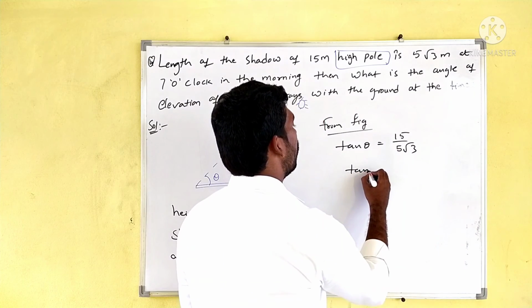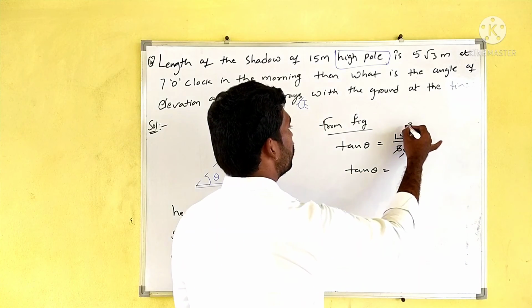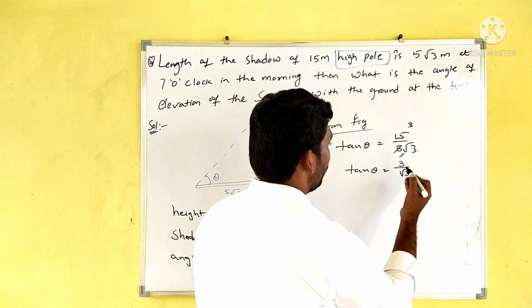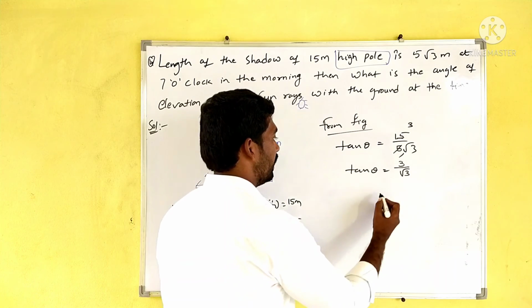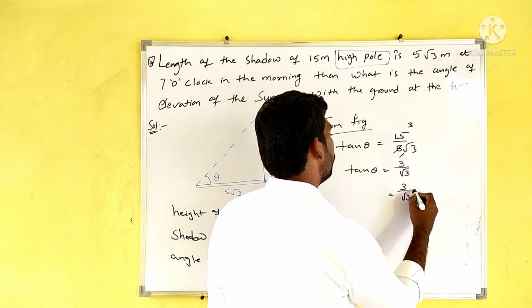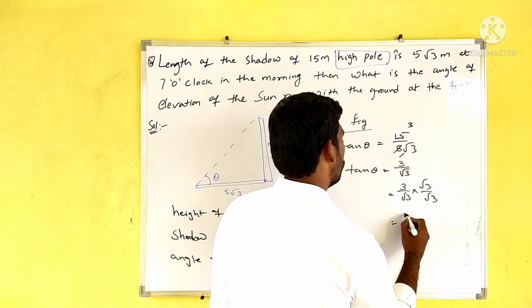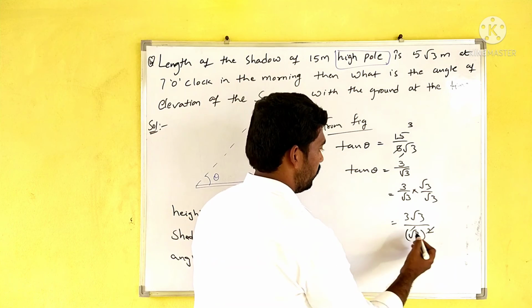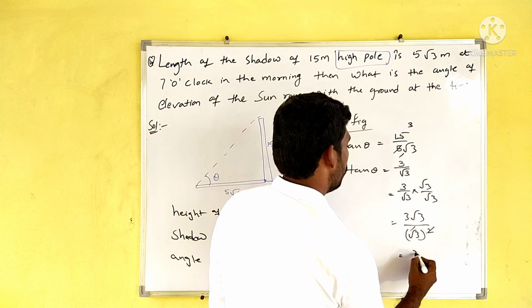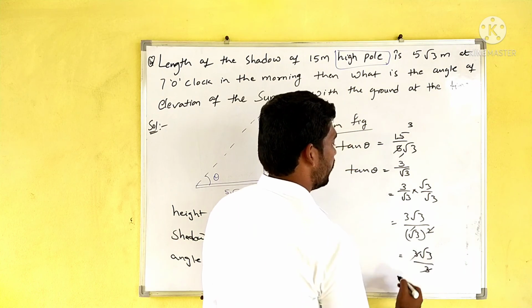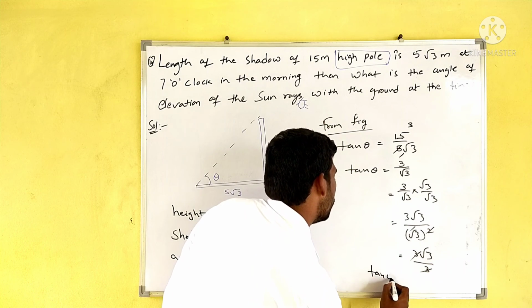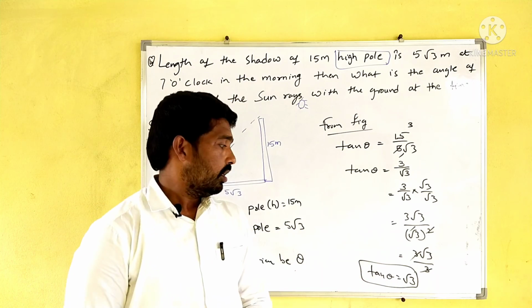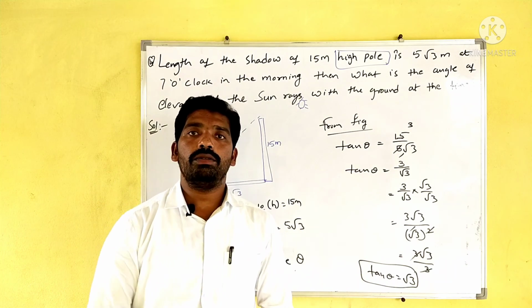So tan theta equals 15 by 5√3, which simplifies to 3 by √3. Rationalize the denominator: tan theta equals 3 by √3 into √3 by √3, which is 3√3 divided by √3 whole square. The square root cancels, and 3√3 divided by 3 cancels, so tan theta equals √3. At what degrees is the tan theta value √3?